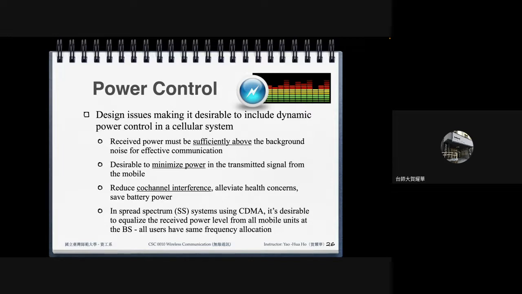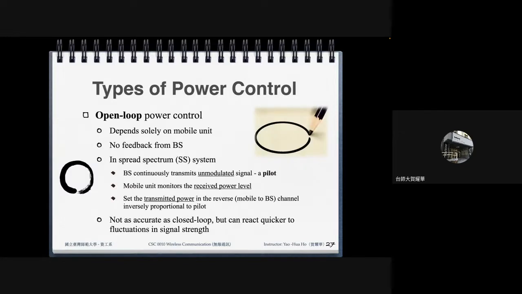But not so small that I don't still have enough power above the background noise for effective communication. So in the spread spectrum using CDMA, it is desirable also to have an equal received power level from all the mobile devices, especially all devices using the same frequency allocation. So I need to have a similar power strength when I receive at the receiver, especially in CDMA. Now, there are two types of power control.